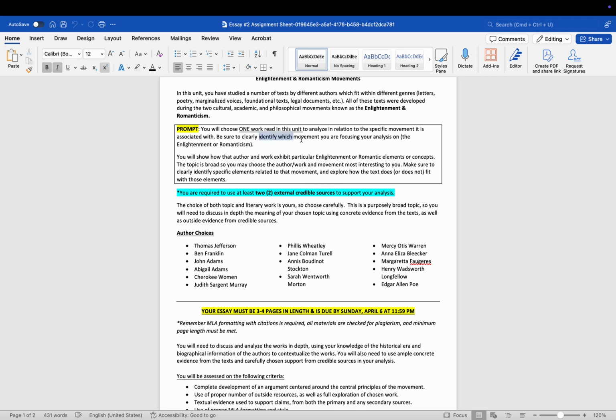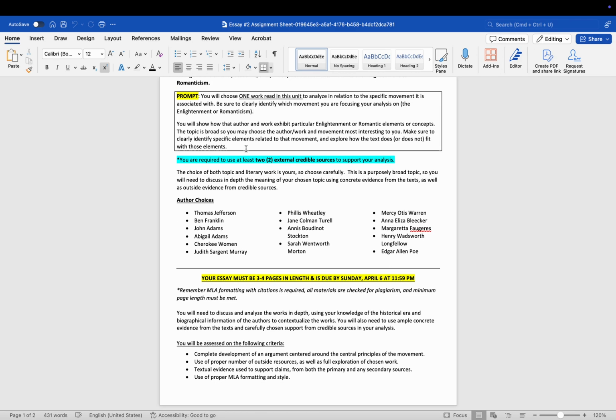You do need to identify which movement you're focusing on, Enlightenment or Romanticism, and then show how the author and work exhibit particular ideals, concepts, and principles related to that movement. We've had lectures on Enlightenment principles and Romanticism principles. It's broad so that you can choose the work and the movement that's most interesting to you. Make sure you identify what those principles or elements of the movement are and explain how the text does or does not, maybe, fit with those elements.